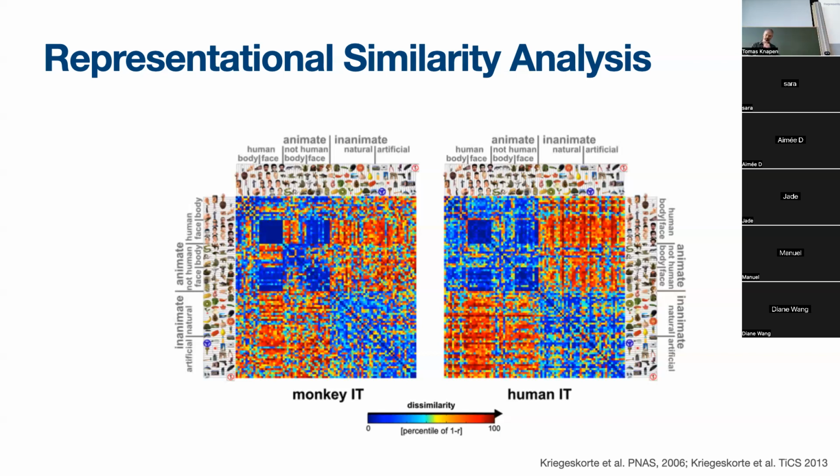Now, it's important to realize that it is kind of arbitrary. This whole thing depends on the set of stimuli that we're using. And so if that is very limited, we only have a very limited view on how information is being represented.